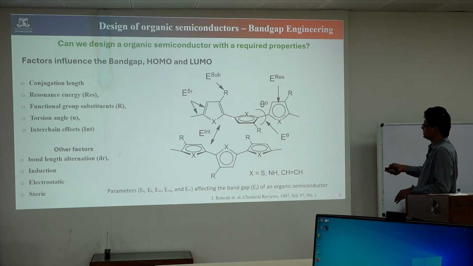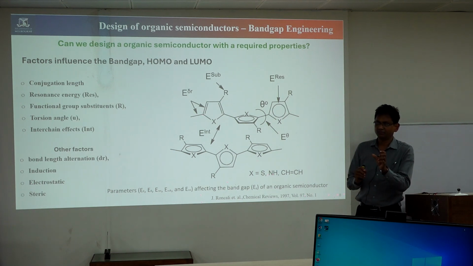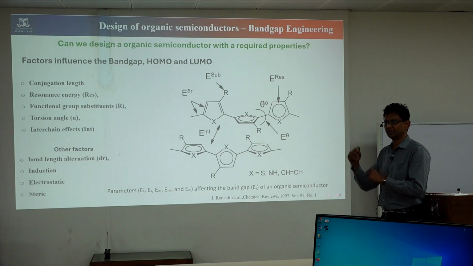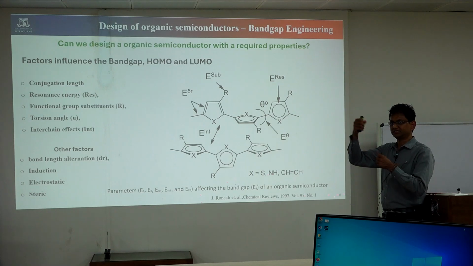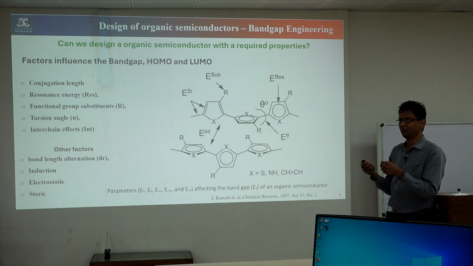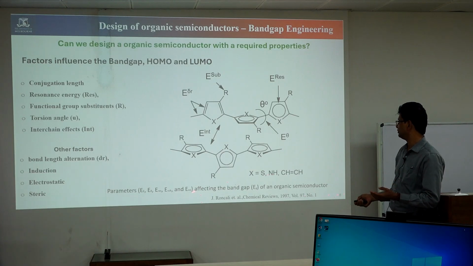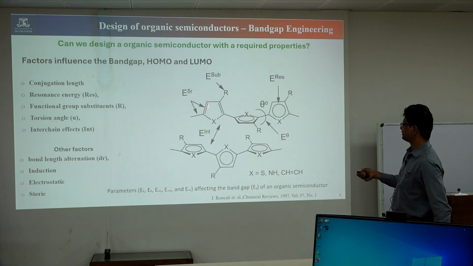This is torsional twisting. Also, consider when you have the CC double bond. We know that the bond length of CC is 1.54, if you have a double bond, 1.34, and if it is a triple bond, 1.2. So this type of difference in the bond length also impacts the band gap. So one thing is the bond length, which is one of the factors.